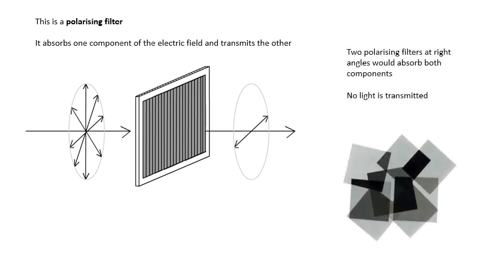Two polarizing filters at right angles, and we call them cross Polaroids, would absorb both components, so no light is transmitted. Hopefully you've had a chance to play with some of these. If not, then get your 3D glasses from the cinema and take the filters out and have a little play with them.